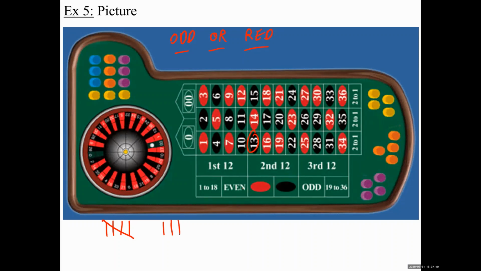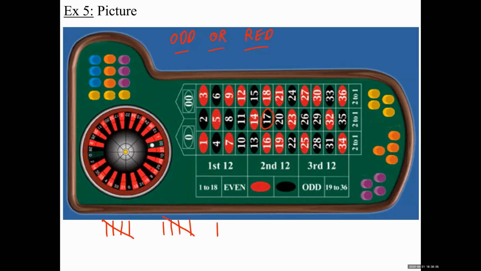Yes, because it's odd. How about 14? Yes, because it's red. How about 15? Yes, because it's odd. Okay, cool. 16? Yes, because it's red.